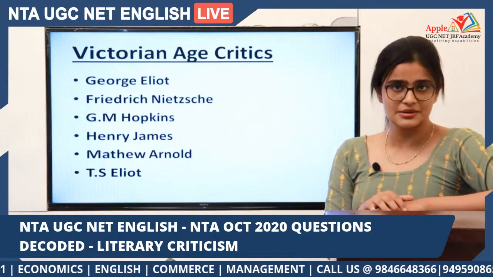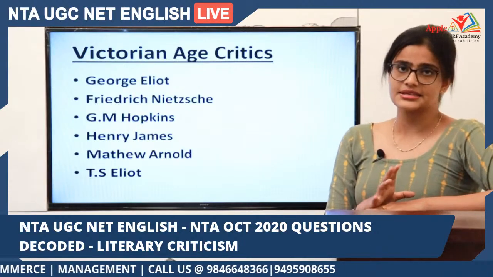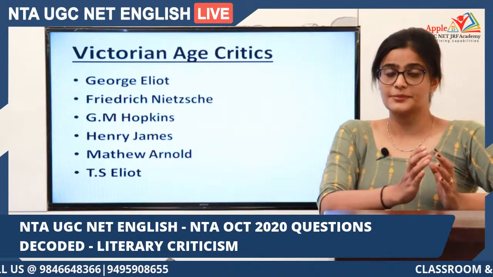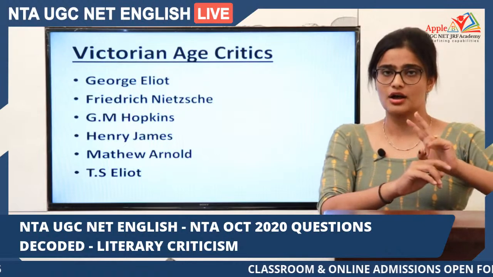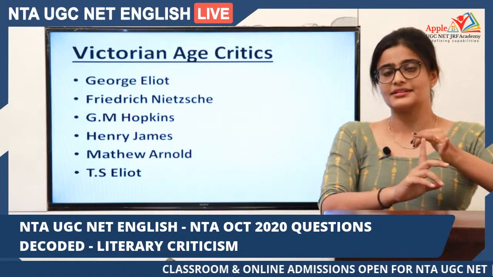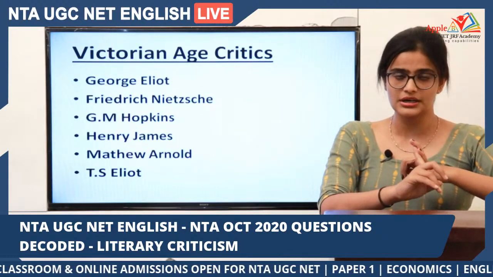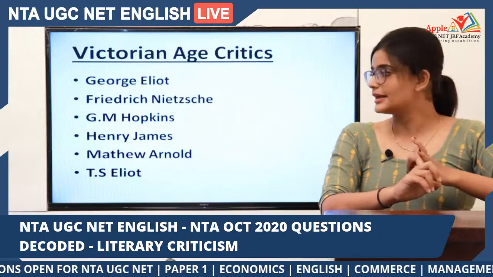Then we have G.M. Hopkins. We discussed G.M. Hopkins in the early Romantic age as a poet, but G.M. Hopkins is also very important from a literary critical point of view because of his two important concepts. One is inscape and the other one is instress. So try to look at the definitions of inscape and instress, which are also very important.